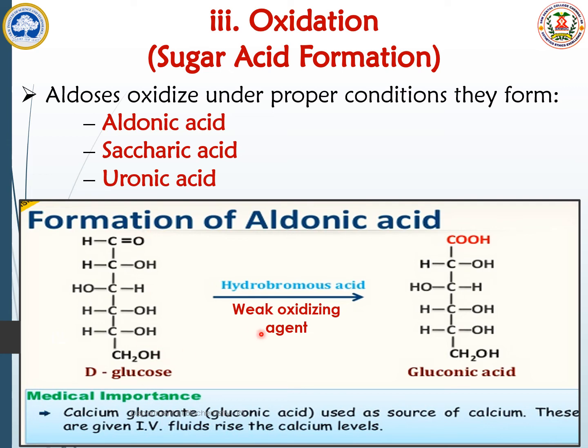So when the glucose is treated with a weak oxidizing agent such as hypobromous acid, it forms gluconic acid. So the aldehyde carbon or functional group carbon will be converted into acid group, that is carboxyl group. So this structure is now called as gluconic acid. The medical importance of gluconic acid is that it is used as calcium gluconate, which is a source of calcium and injected intravenously during calcium deficiency in order to raise the calcium level.